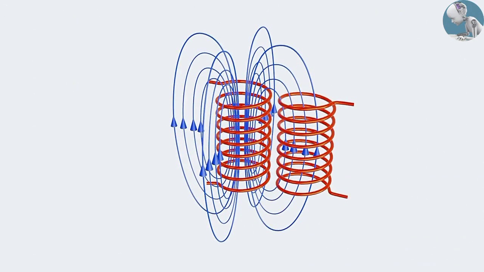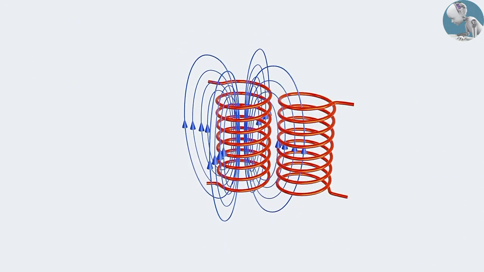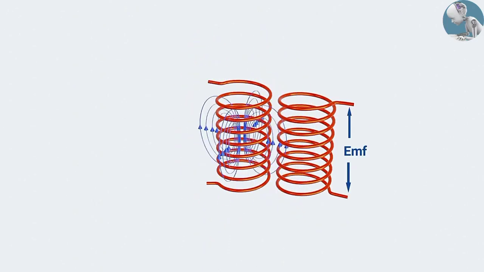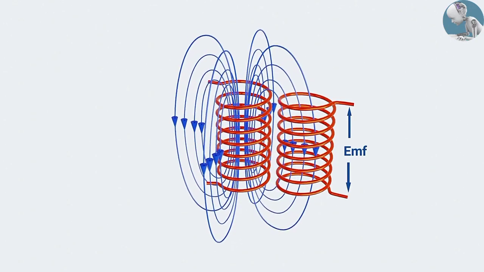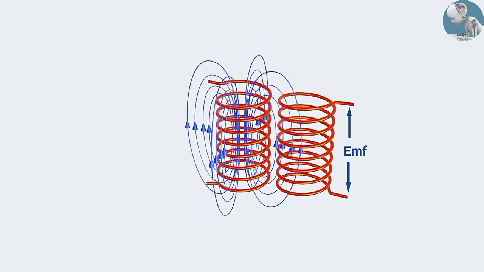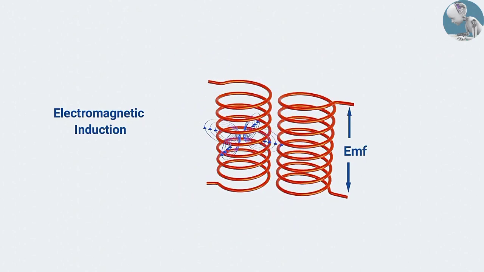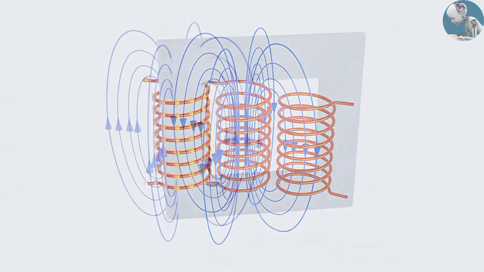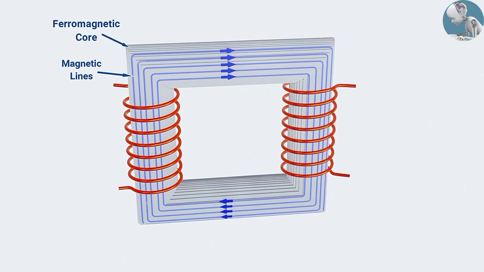If we introduce another coil near the first coil, the changing magnetic field from one coil produces electromotive force across the other coil. This creation of EMF in a conductor inside a changing magnetic field is known as electromagnetic induction. We can see that only a few magnetic lines are linked with the coil and the rest are wasted. To concentrate all the magnetic lines, a ferromagnetic core is used in between the coils.